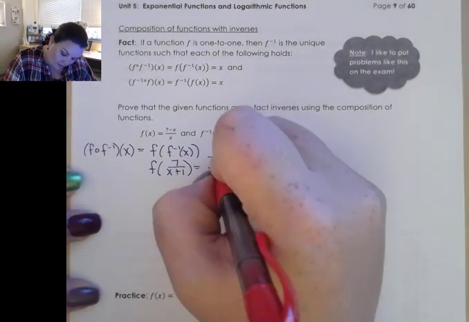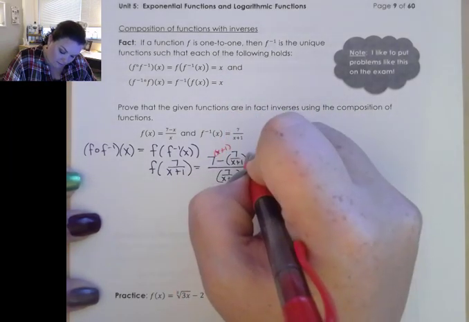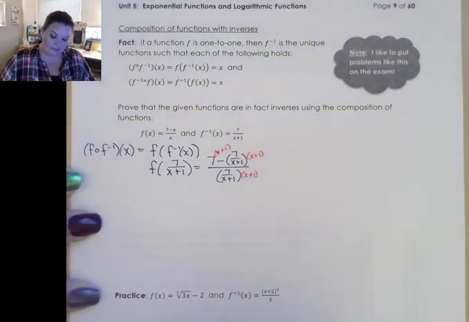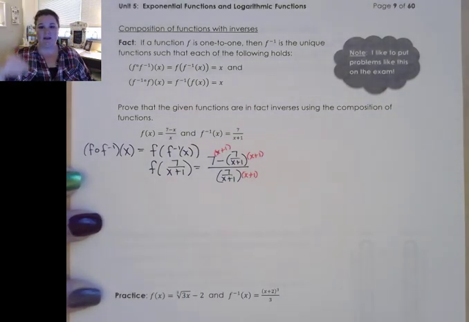So if I multiply this by x plus 1, and I multiply this by x plus 1, and I multiply this by x plus 1, it's like I'm multiplying by x plus 1 on top and bottom, which is a form of 1. So I'm not changing the value.